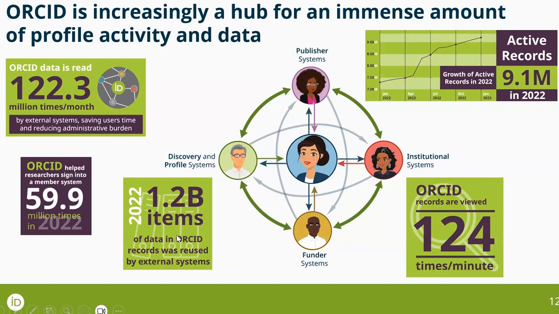As an example, 1.2 billion items of data in ORCID records were reused by different external systems. And our data is read, meaning different systems collecting information from ORCID, 122.3 million times per month last year. Again, it's an indication that more and more systems are connected with ORCID, and through this hub, every system can start to exchange information and talk with each other.